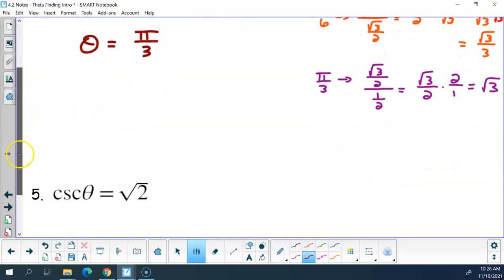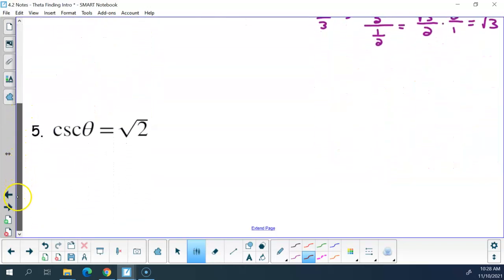Another one for you to try. Cosecant, still in quadrant 1, cosecant equal to the square root of 2. What's it got to be? Pi over 4, right? You even started the video and everything. I did.